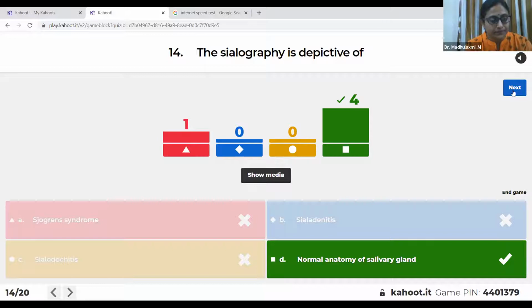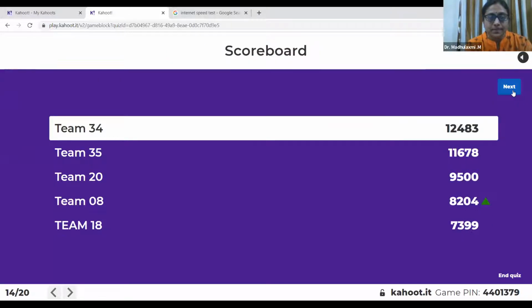Scoreboard. So we have a small change in 4th position. Team 8 has come, and team 18 is in the 5th position now. Next question.